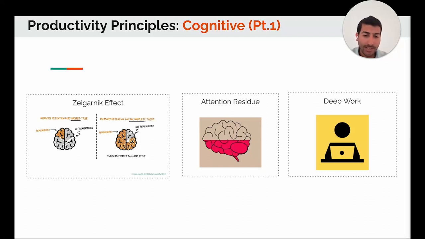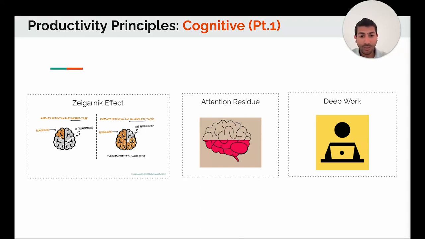The next one is attention residue. Attention residue reflects the persistence of cognitive activity about, let's say, a task A, even when you're working on task B and have stopped working on task A. So in other words, multitasking and context switching, which a lot of us do, impairs focus and productivity. So it's best to avoid task switching as much as possible because it's not efficient.